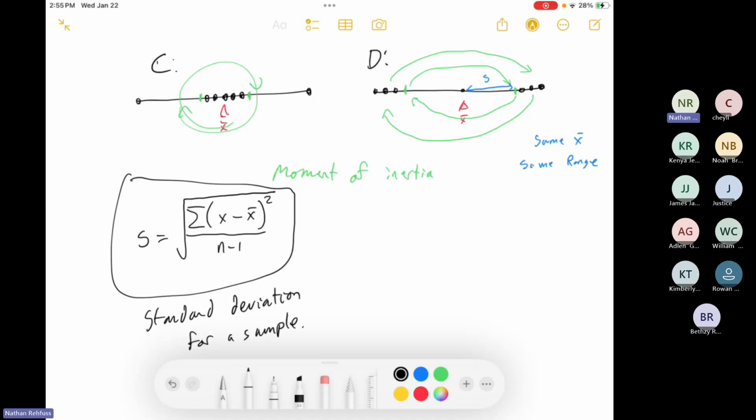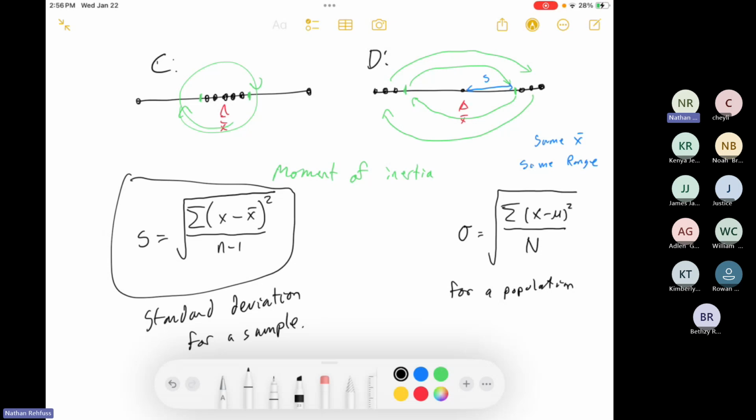That's for a sample. And you shouldn't ever need it, but if you want to do it for a population, it's a little different. First off, the symbol is a lowercase Greek sigma. It's the sum of x minus mu squared, because mu is the population mean. And then it's divided by capital N, and there's no minus 1.